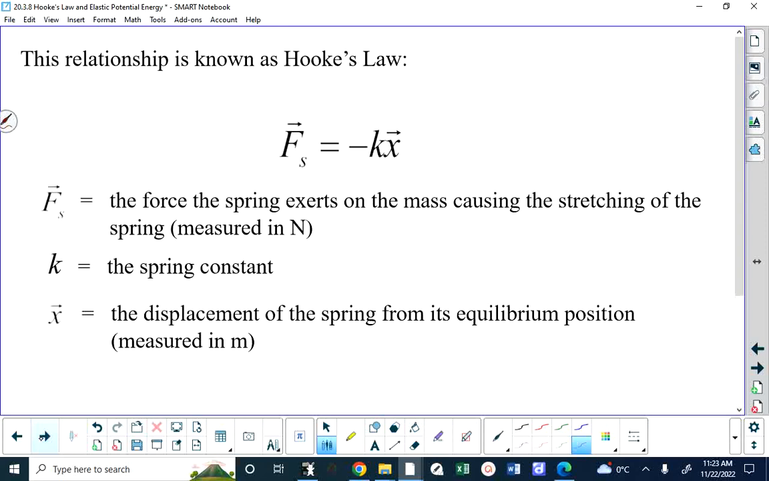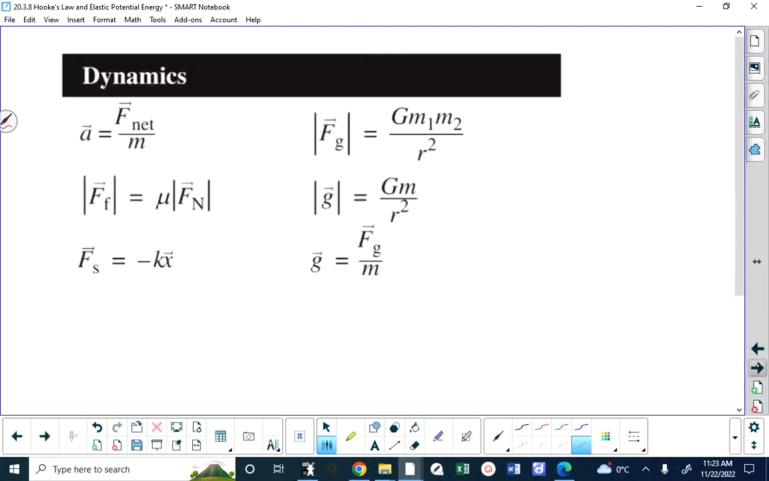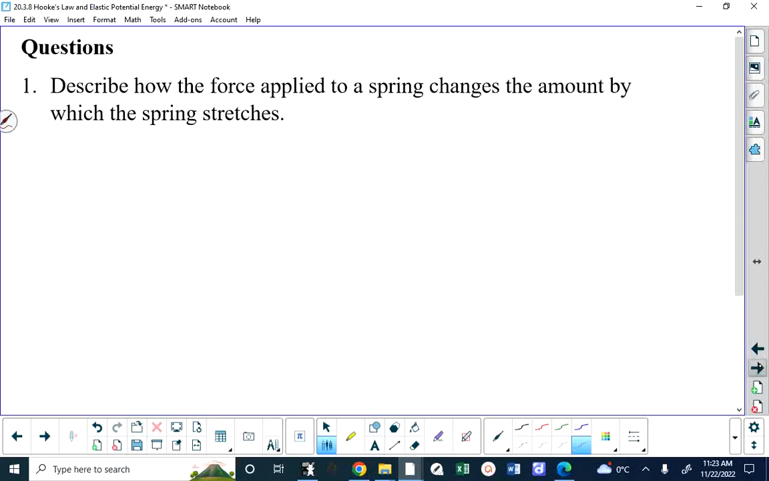So x is the displacement measured in meters, and F is the force that the spring exerts on the mass. There's your formula: Fs equals negative kx, and the force is a vector, and x is a vector. Okay, they're both vectors. We're going to come back to that formula in a little bit, but in the meantime, a couple of questions. How does the force applied to the spring change the amount that the spring stretches?